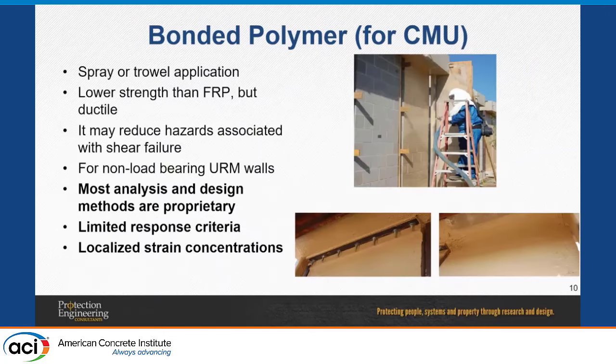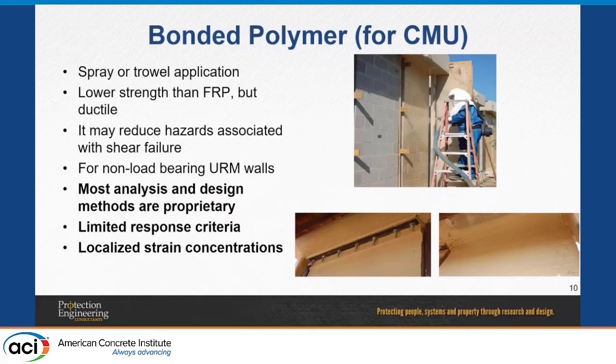Another retrofit, now we're moving a little bit more onto retrofits for CMU, for masonry walls. So bonded polymer, that's one that's also being used a lot. There's a lot of testing. Now, bonded polymer can be applied with a spray or trowel-on application. The picture there on the top is a spray-on application. It has a much lower strength than FRP, but it's much more ductile.